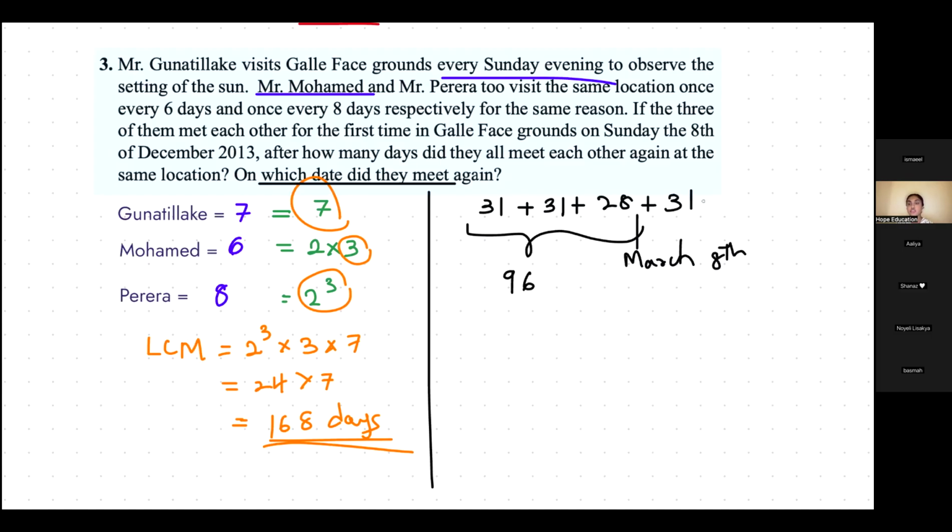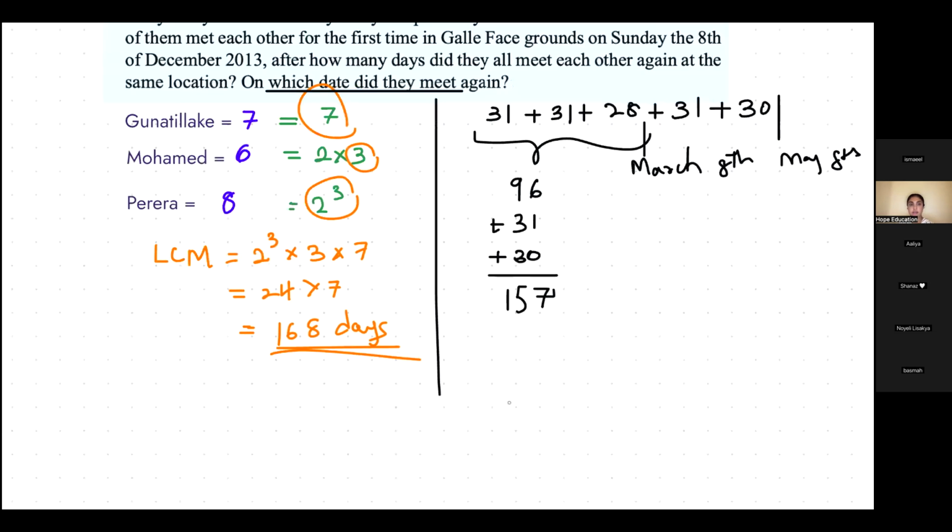Then April 8th to May 8th, we have another 30 days. So May 8th, another 96 plus 31. Let's just do a calculation. I'm just adding 31 plus 30, make sure, it's very important. 6 plus 1, 7. 9 plus 3, 12, 13, 14, 15. Okay, 157 days already here. What we have is 168, right? So 168 subtract 157, how much do we have?